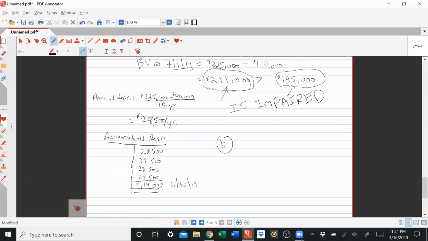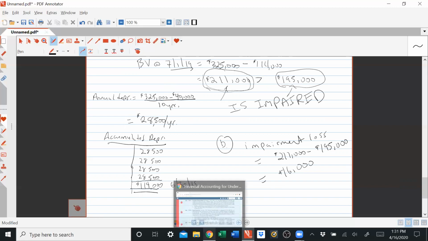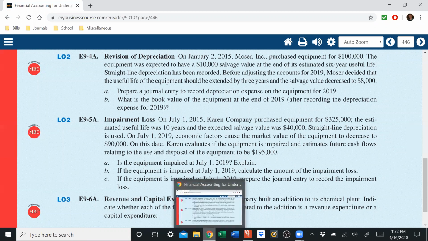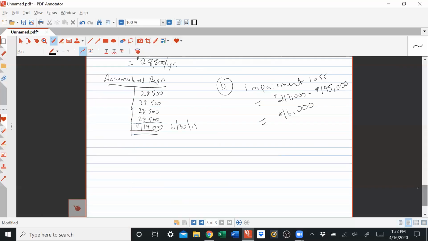Part B, what's the impairment loss? Impairment loss is the difference. We need to recognize this much of an impairment loss. 11,000 plus 5,000 is $16,000 impairment loss. So that's B. And then C, what's the journal entry to recognize the impairment loss?